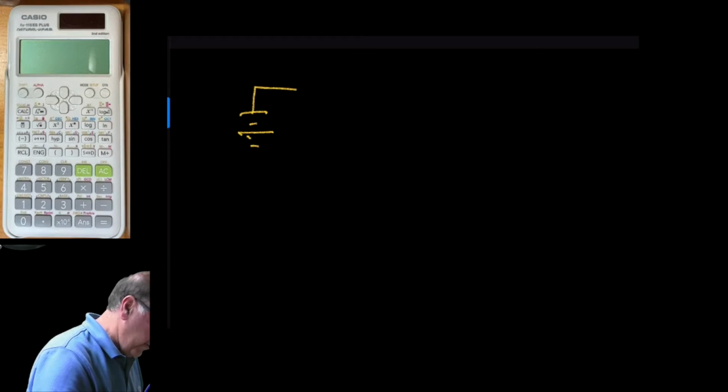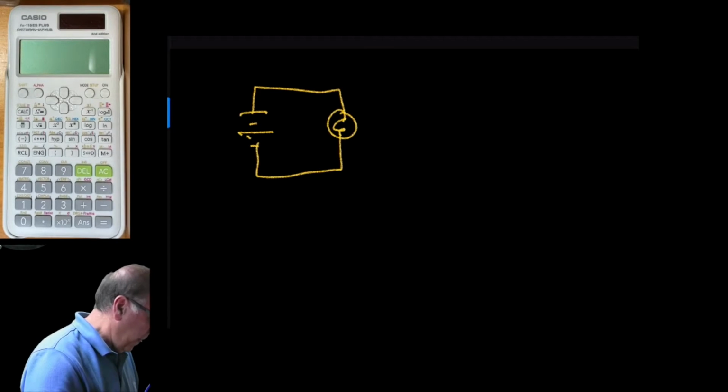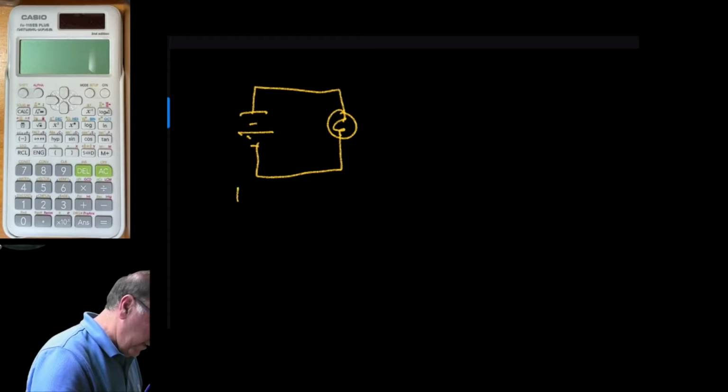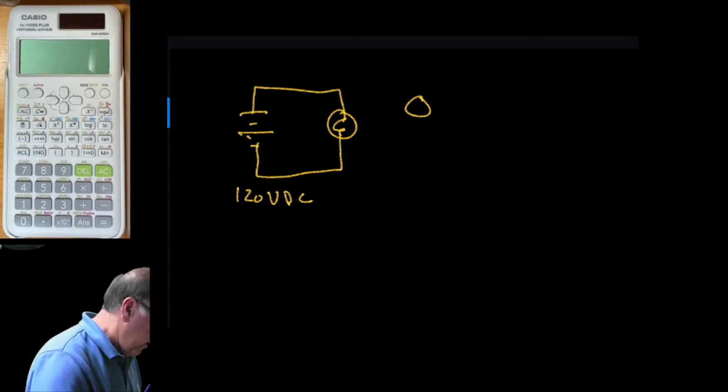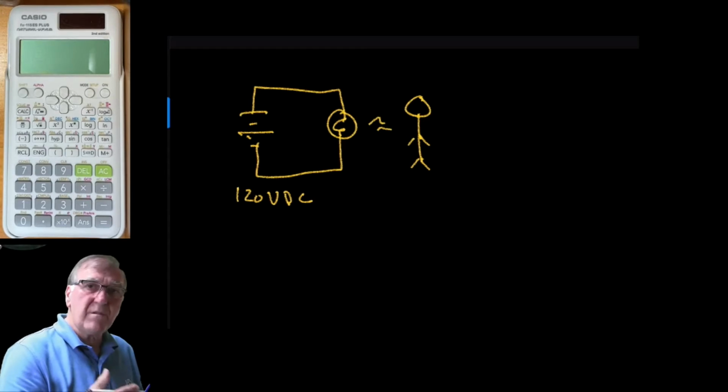So let's draw a circuit here. If we take a battery, connect it to a light bulb, that's the symbol of the light bulb. And our battery is 120 volts DC. And we have a little observer here looking at the light bulb. He would see a certain brightness.